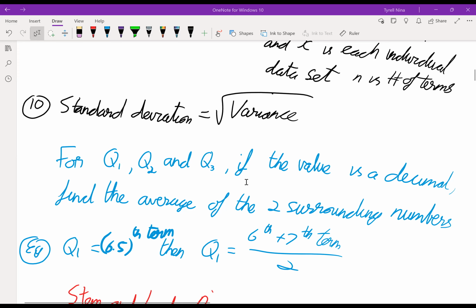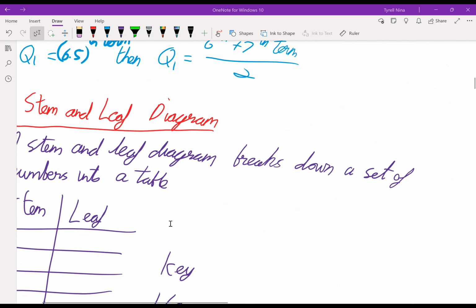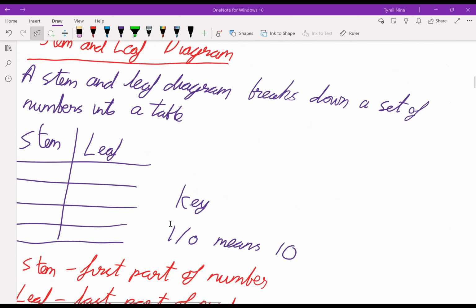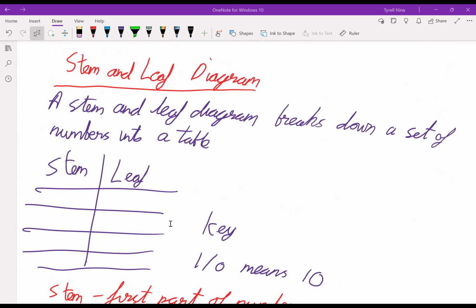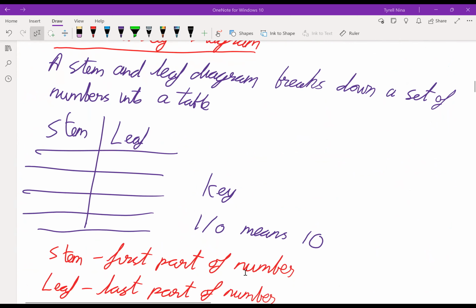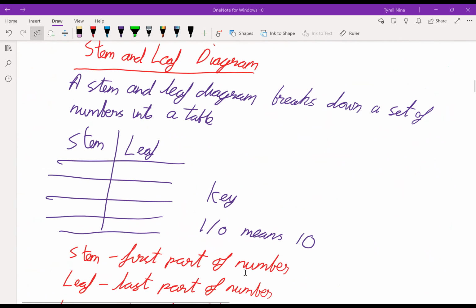Right. So what else do you need to do? You need to do the stem and leaf diagram. It breaks down a set of numbers into a table. It looks something like this. The key 1 slash 0 means 10. The stem is the first part of the number, and the leaf is the last part of the number, right?